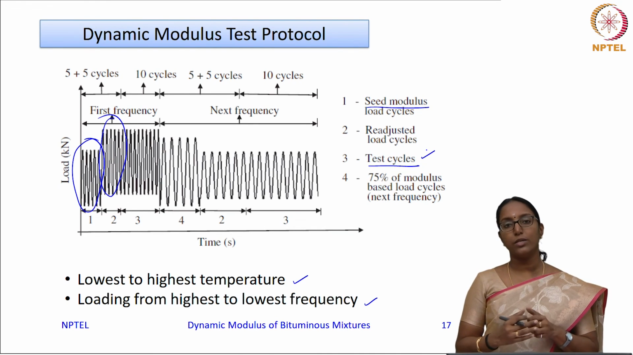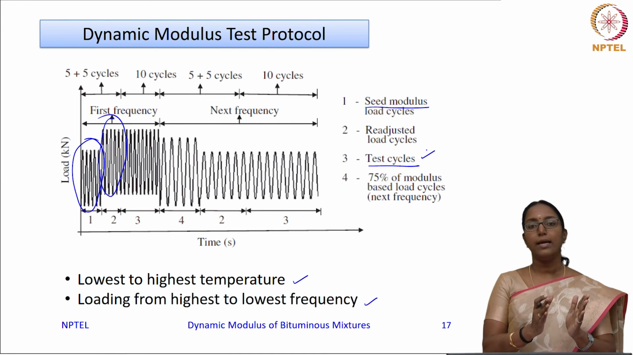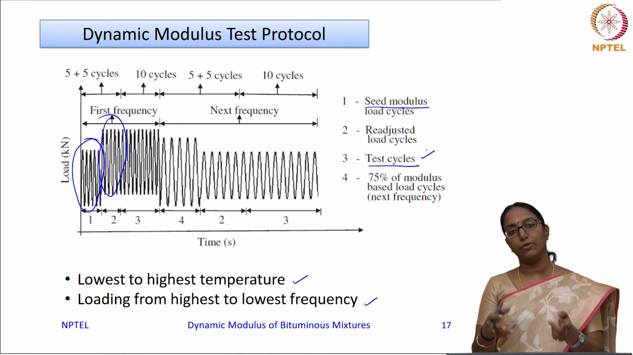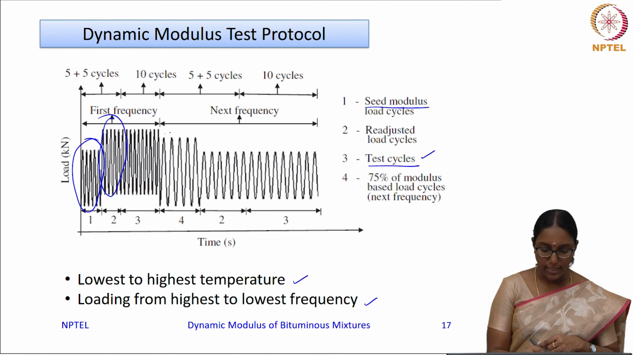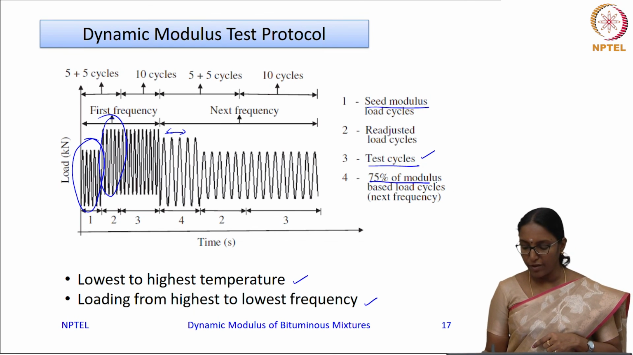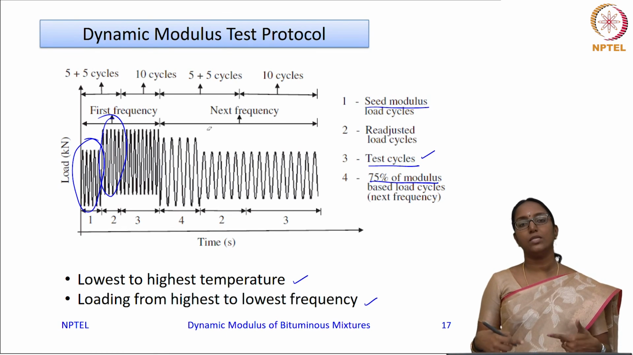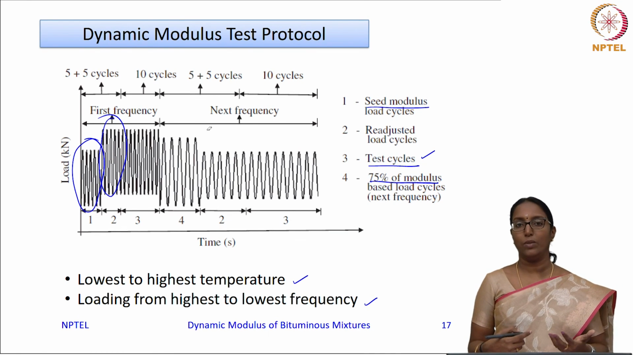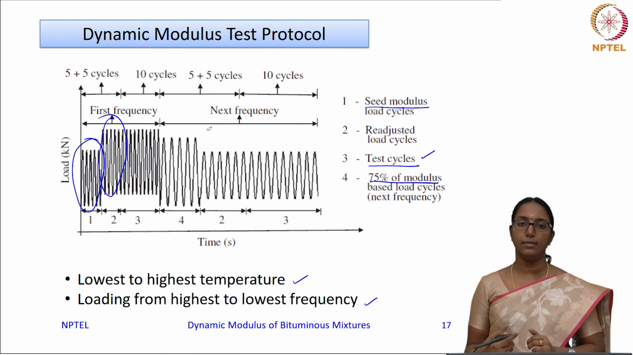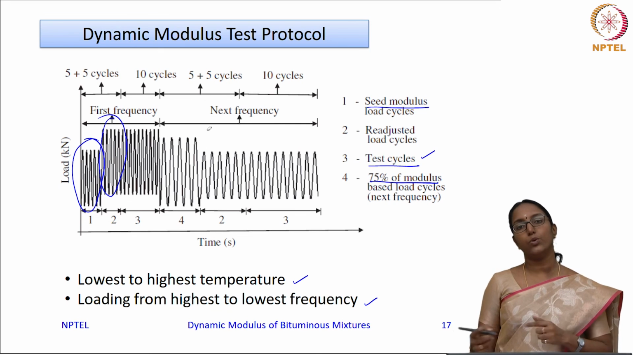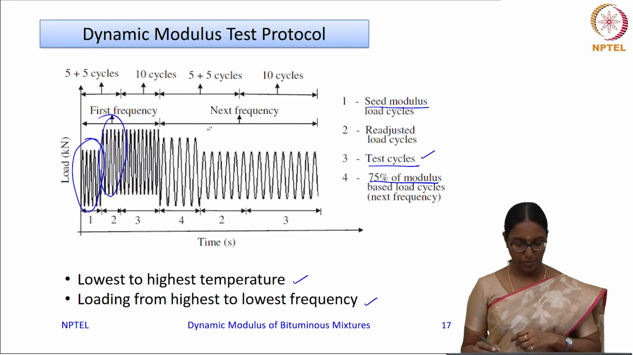So, in that case, what is normally done is that 75% of the dynamic modulus obtained from the first set of tests will be taken for the next frequency. So, this is the next set wherein 75% of the modulus from the first set is taken. Okay. So, this process will be continued. Again 5 cycles will be tried, then it will be readjusted for another 5 cycles, and then the 10 test cycles. This process will continue till the last frequency of say 0.01 Hz is reached.